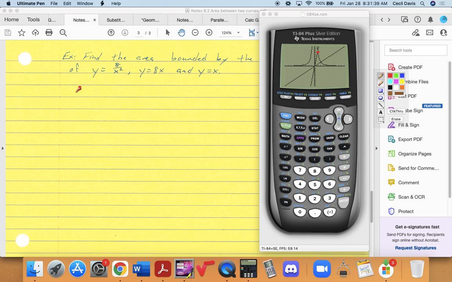So we're going to have 8 over x squared is equal to 8x. Dividing both sides by 8, multiplying both sides by x squared, we get 1 equals x cubed. Hey, isn't that nice? x is 1.